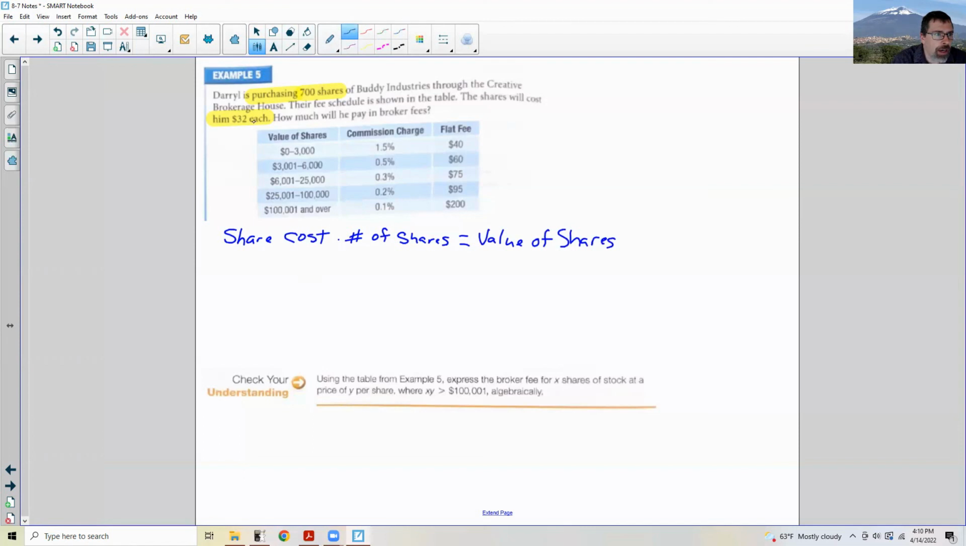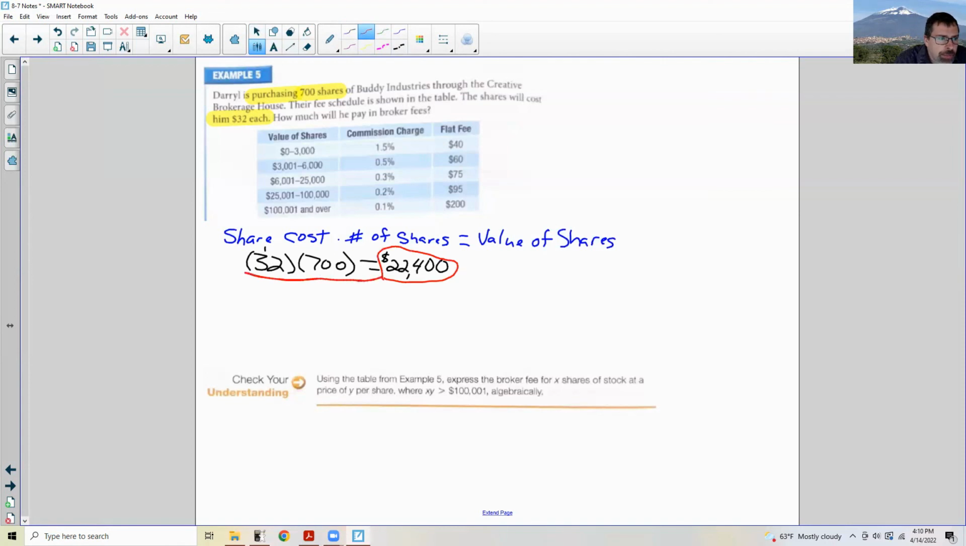So here we go. Share cost, 32 dollars, times number of shares, 700. I'm going to put a 0 here, a 0 here. 7 times 2 is 14. Carry the 1. 7 times 3 is 21, and 21 plus 1 is 22. That is $22,400. That's our value of shares.